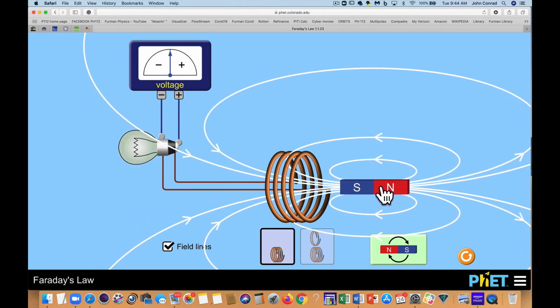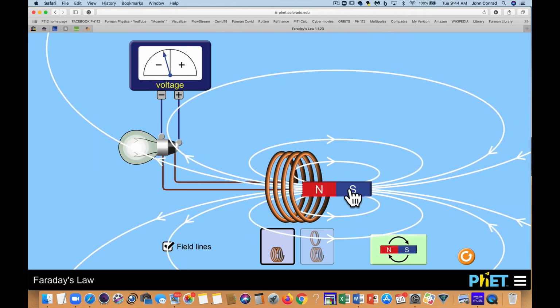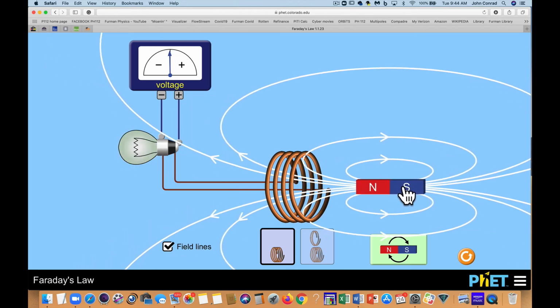If I switch the polarities, if I switch north and south here, now I'm making north go there. Now if I go in, it goes to the left, and pulling out goes to the right. So the polarity matters.